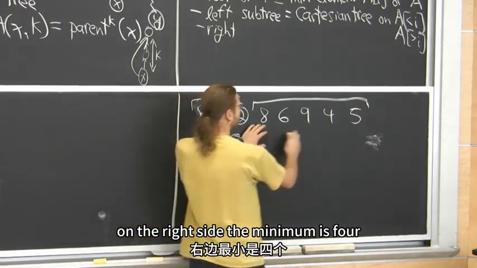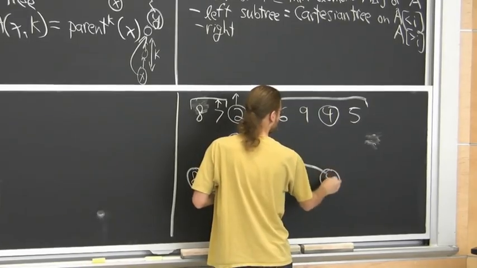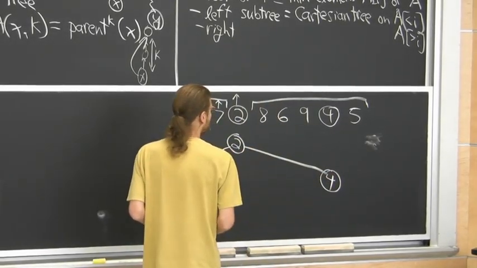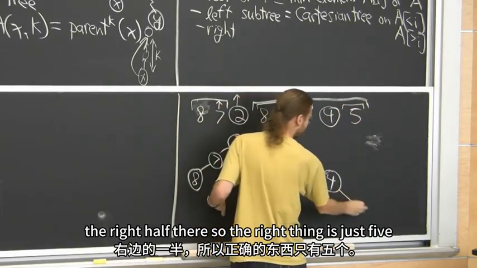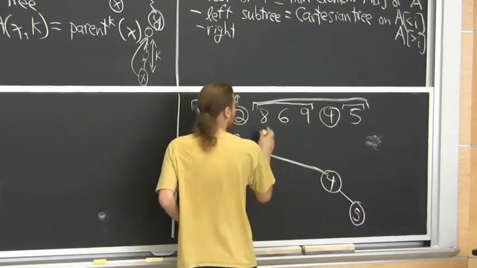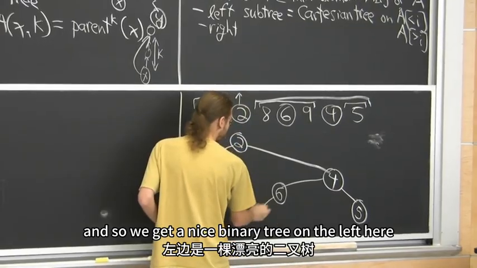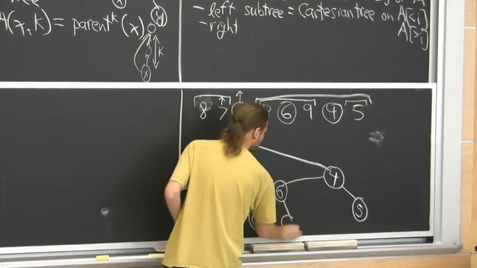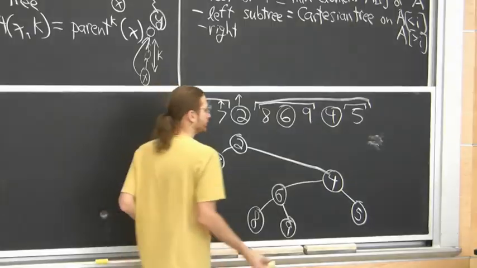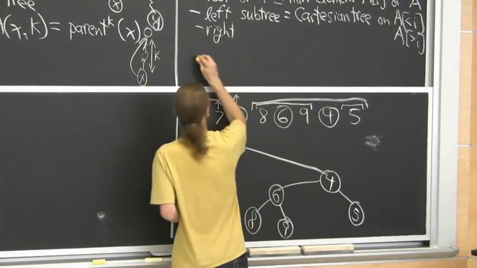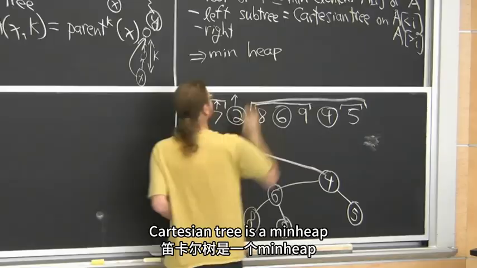On the right side, the minimum is 4. So 4 is the right root, which decomposes into left half there, the right half there. So the right thing is just 5. Here the minimum is 6, and so we get a nice binary tree on the left here. Okay, this is not a binary search tree, it's a min heap. Cartesian tree is a min heap.